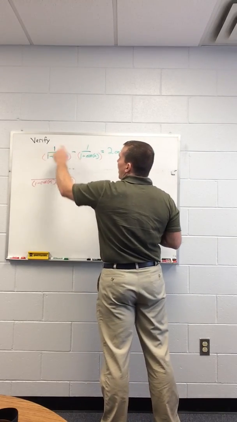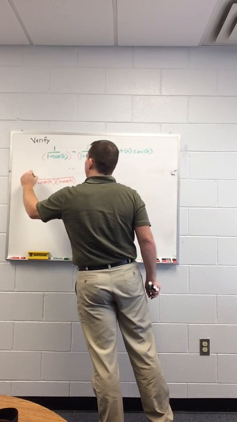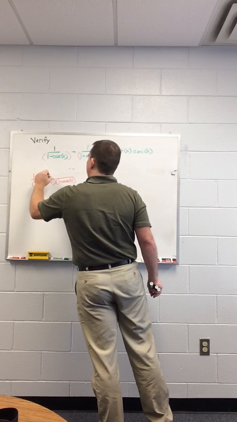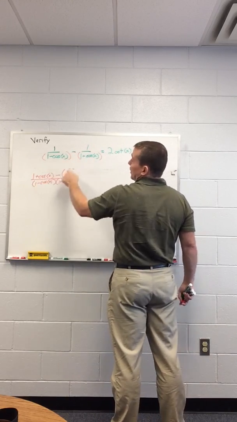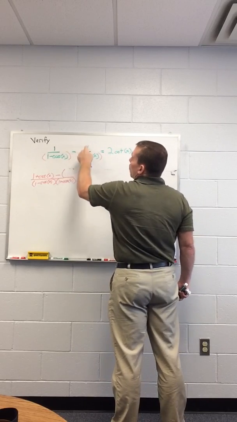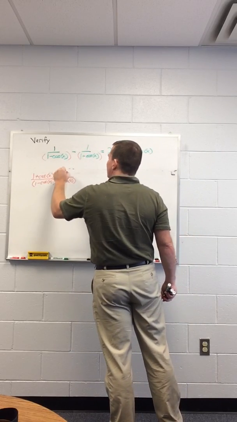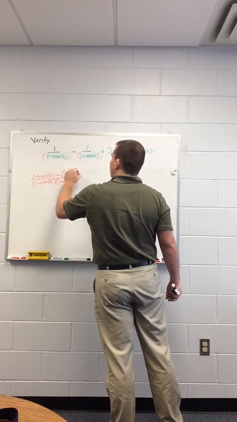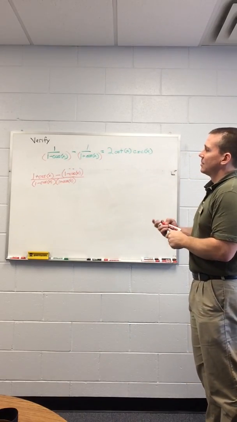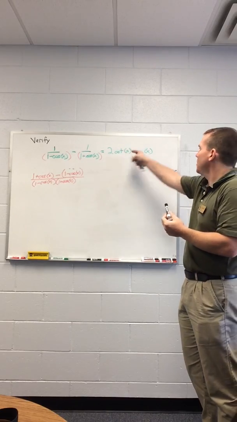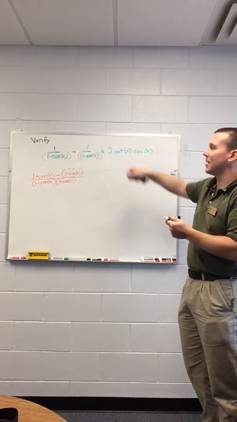Then I'll do 1 times 1 plus cos x, which is 1 plus cos x, minus, in parentheses, make sure you put the parentheses there so you can distribute, 1 times 1 minus cos x, which is 1 minus cos x. Good. So now we have 1 fraction, 1 term, which is along the way of what we want here.